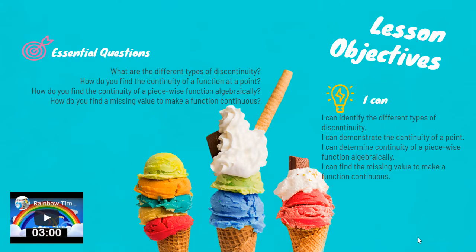And I know the I can statements kind of seem repetitive compared to the essential questions, but if it's in question form, then it makes it easier for you to answer in your summary. The I can statements are: I can identify the different types of discontinuity. I can demonstrate the continuity of a point. I can determine continuity of a piecewise function algebraically, and I can find the missing value to make a function continuous.